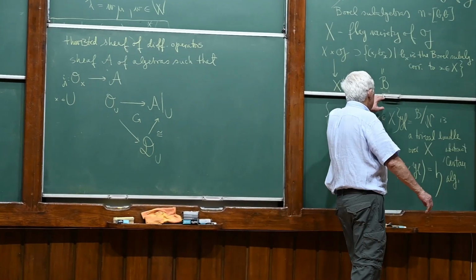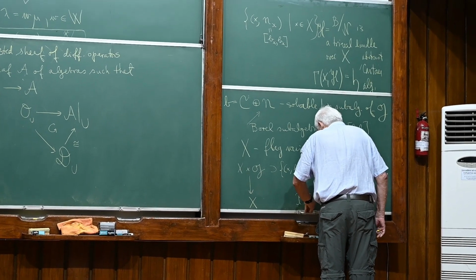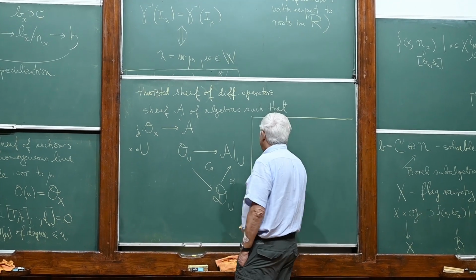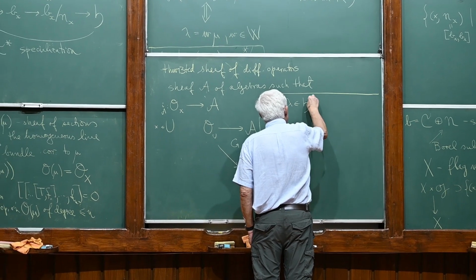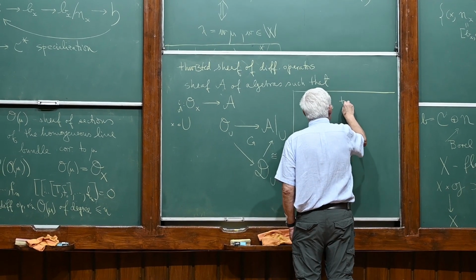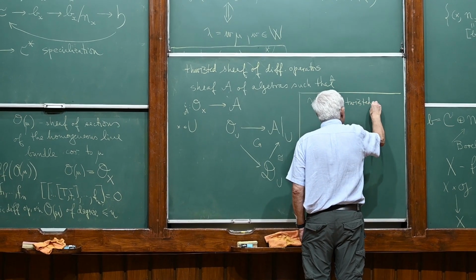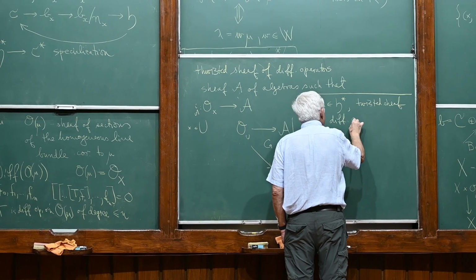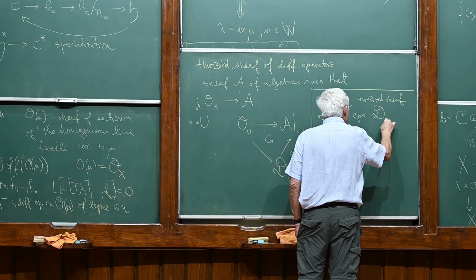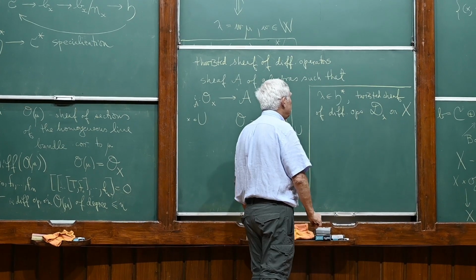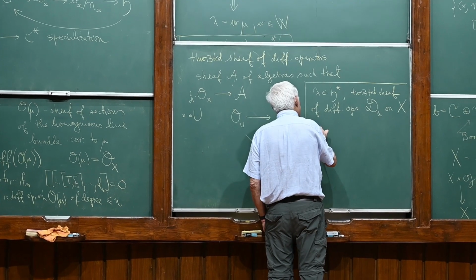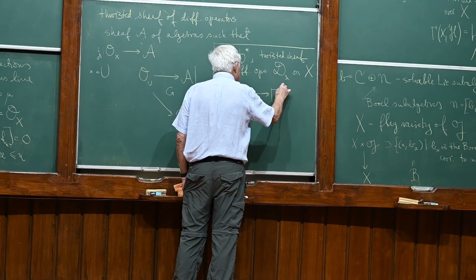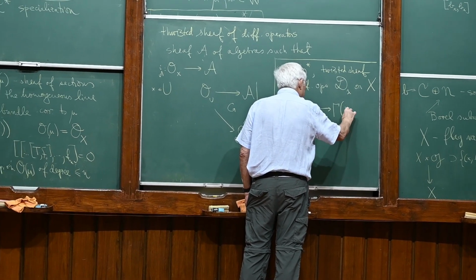So, what Beilinson and Bernstein constructed is the following. For any lambda in h star, they constructed a twisted sheaf of differential operators D lambda on X, which comes with a natural homomorphism of the enveloping algebra into global sections of D lambda on X.